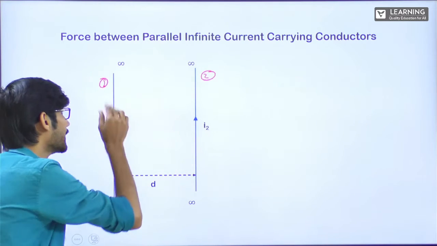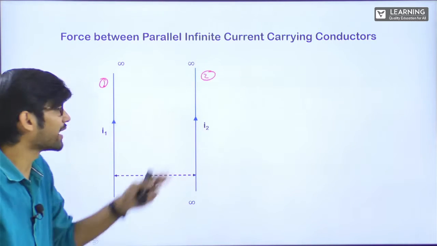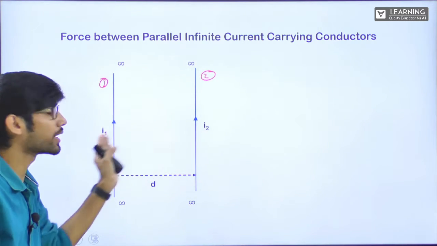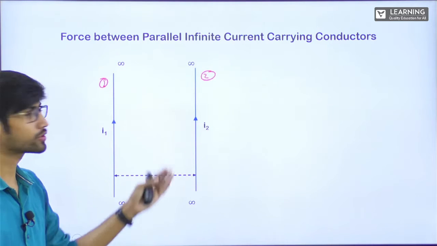See here. This is a wire, due to this wire. Why? First of all, why are these wires experiencing force? There should be something which gives it force, right?